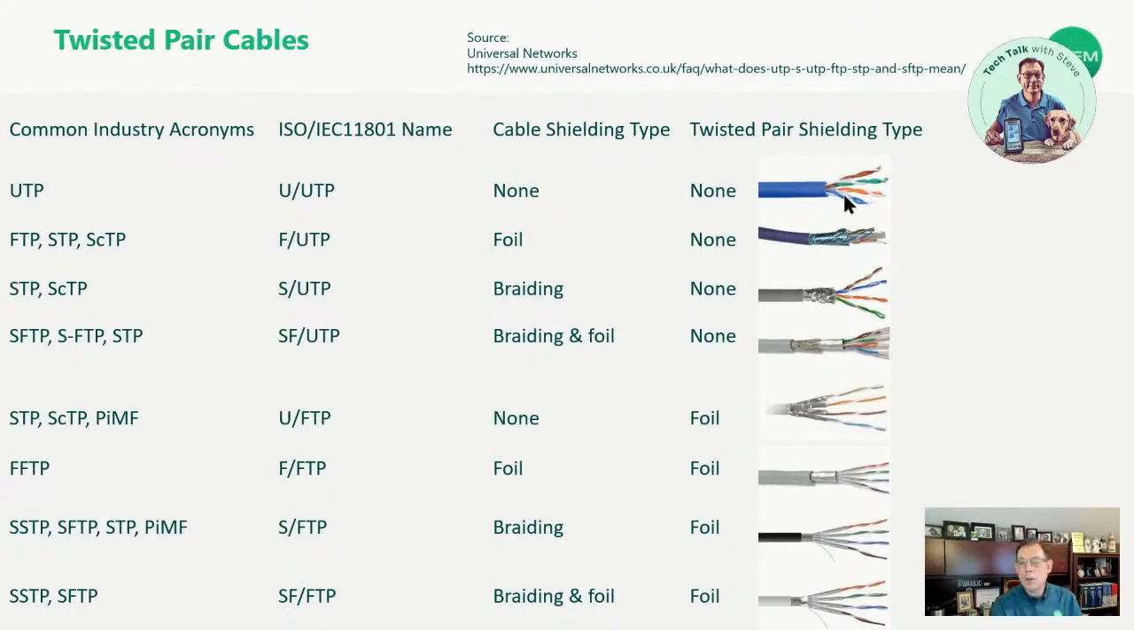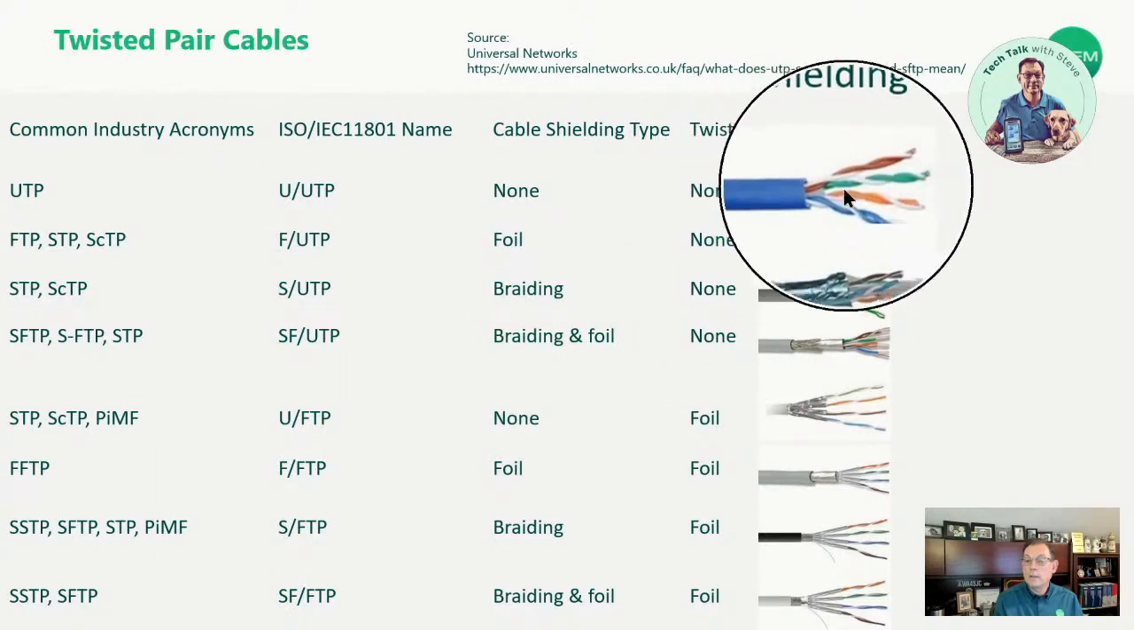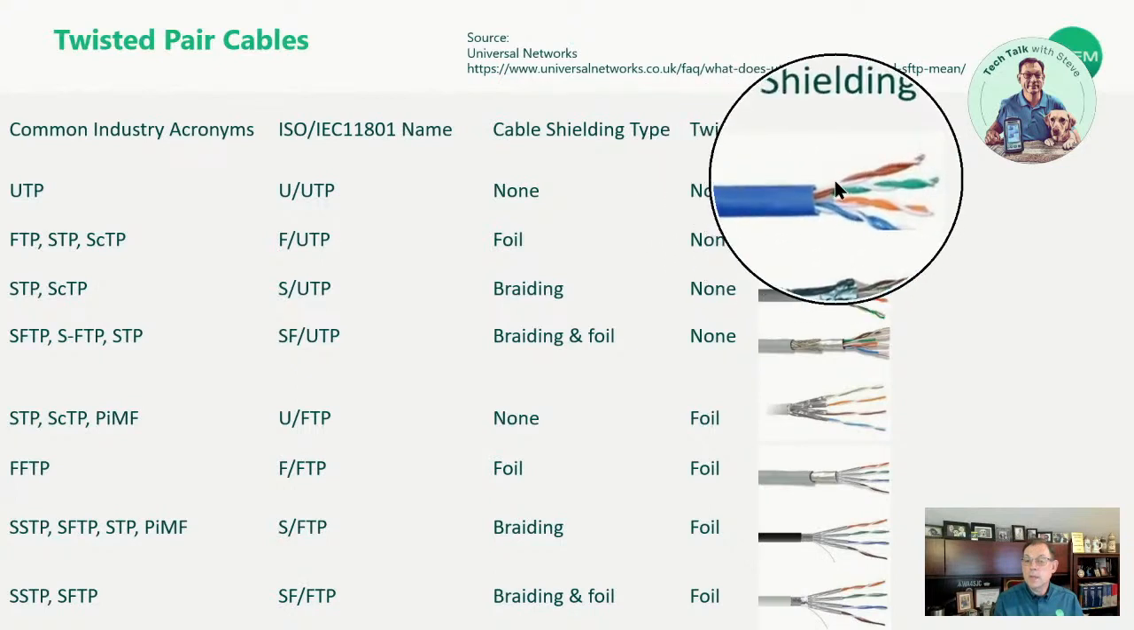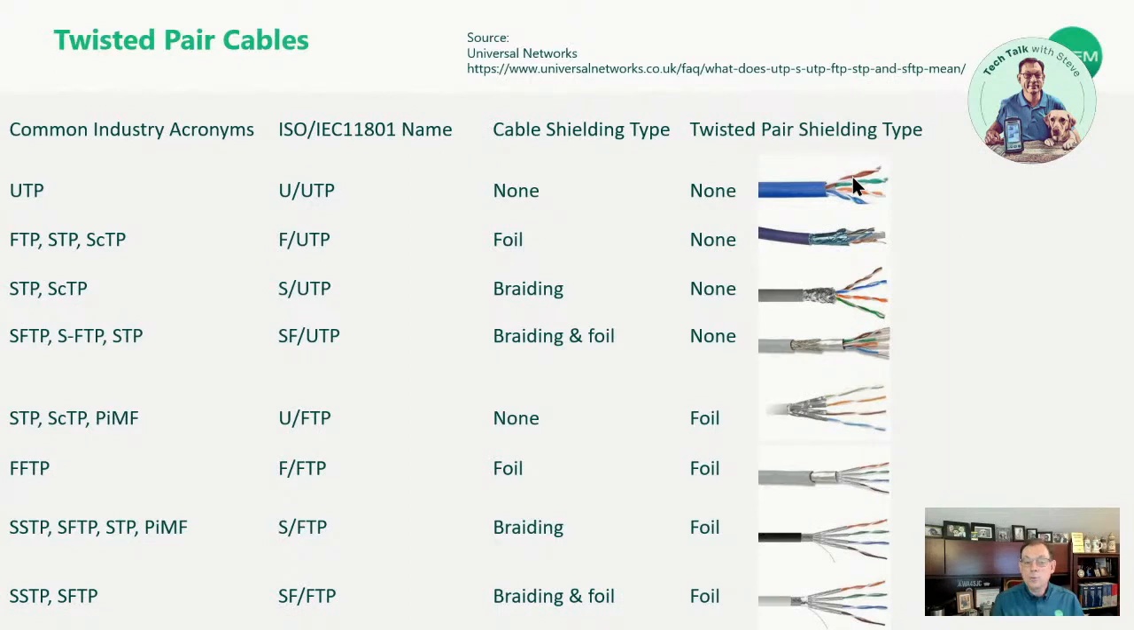UTP here in the U.S. is the most common, unshielded. There is shielded being installed in the U.S., but UTP is more common. If we take a close look at the cable itself, you'll see there is no shielding on that cable. There's an outer PVC jacket, and then you've got your 4 twisted pairs. We get down to the next one.